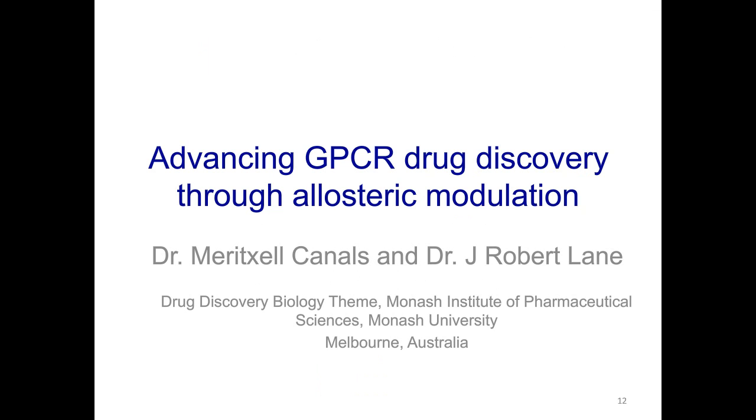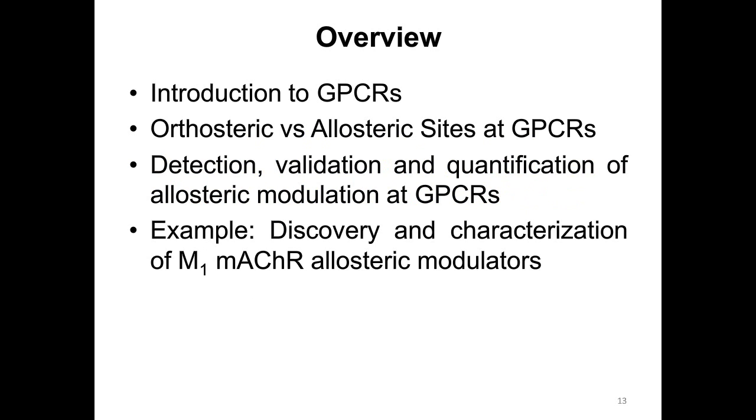So the outline of this webinar will be as follows. We will start with a brief introduction to G-protein-coupled receptors and a short discussion of the relative merits of pursuing allosteric targeting of GPCRs. We will then go through various approaches to detect, validate, and quantify allosteric drug action at GPCRs, followed by a short case study in which we have used these approaches to drive the discovery and characterization of novel allosteric modulators at the M1 acetylcholine receptor.